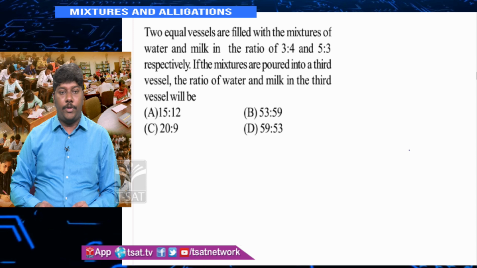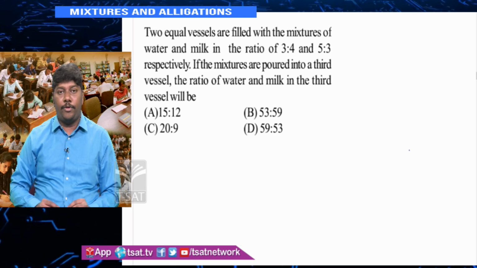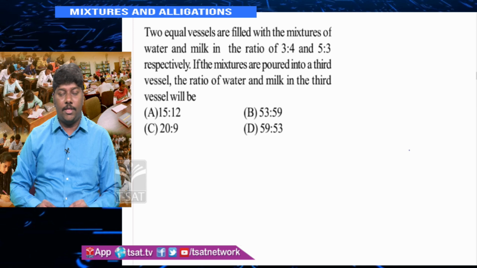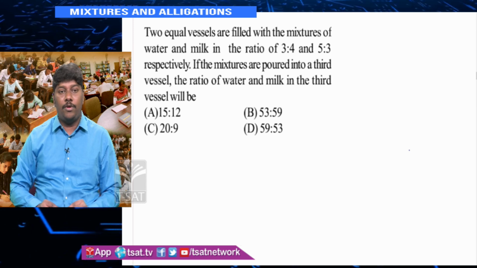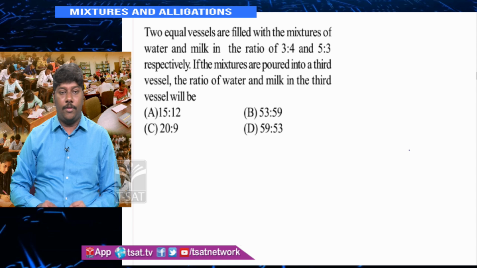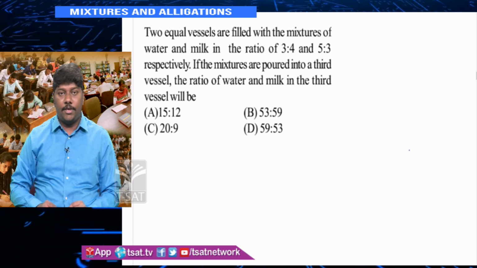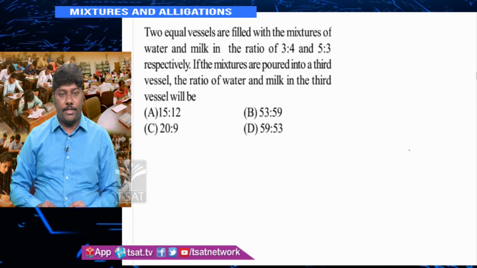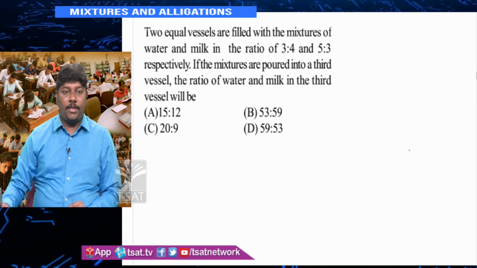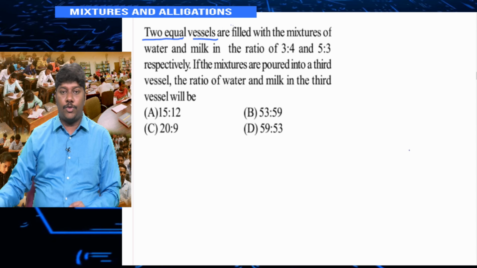If the mixtures are poured into the third vessel, instead of saying mixing, he is saying you are pouring these two mixtures in the third vessel. The meaning is you are mixing these two mixtures. The ratio of water and milk in the third vessel will be, every time he said water and milk only, so order does not change here. So first one, water and milk, mixing them in equal quantity, therefore N1 is to N2 is 1:1 only.